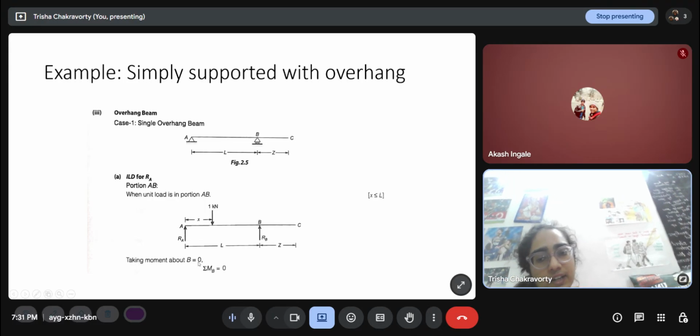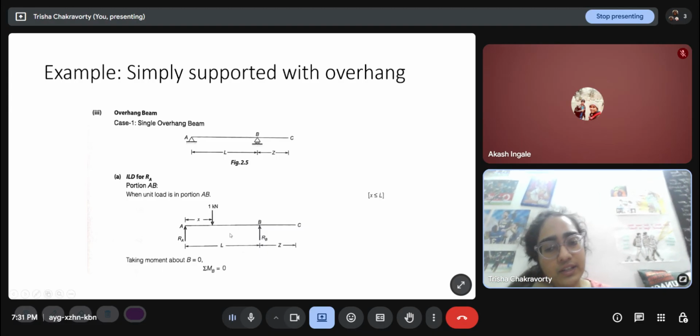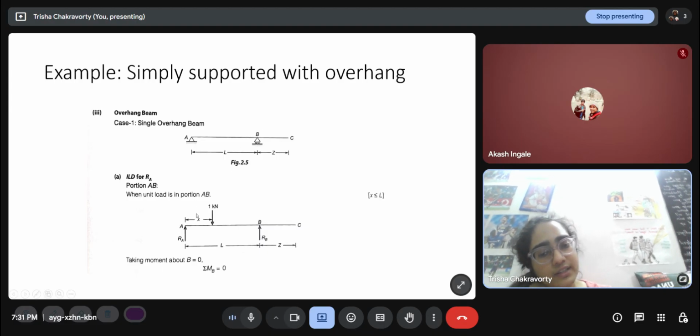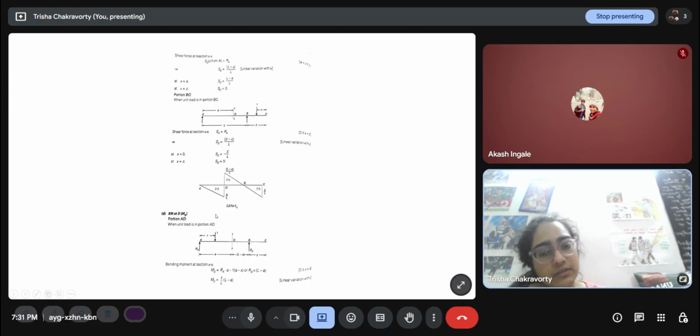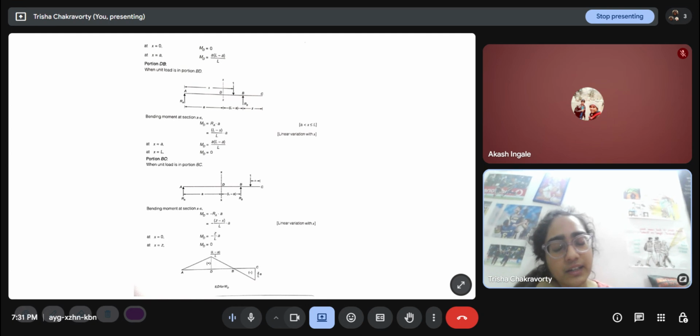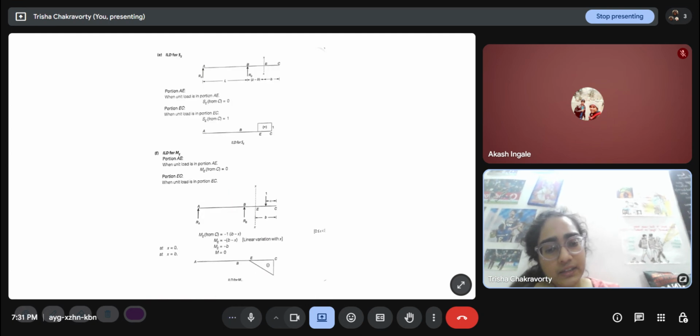Simply supported beam with overhang. The concepts will be similar. You have to just take this portion and this portion separately. So these are intuitive. You can just write down the equations and see.